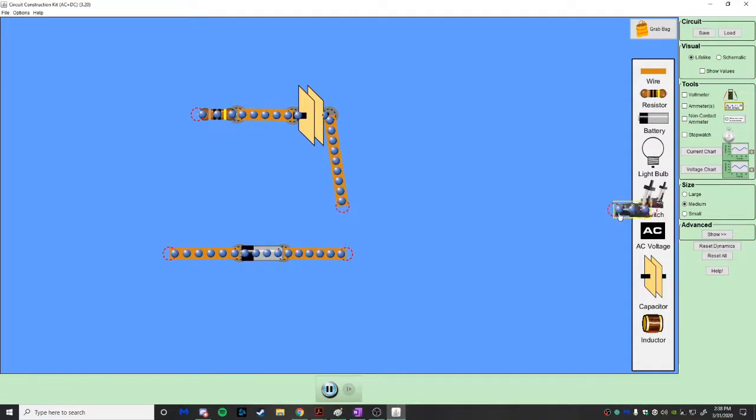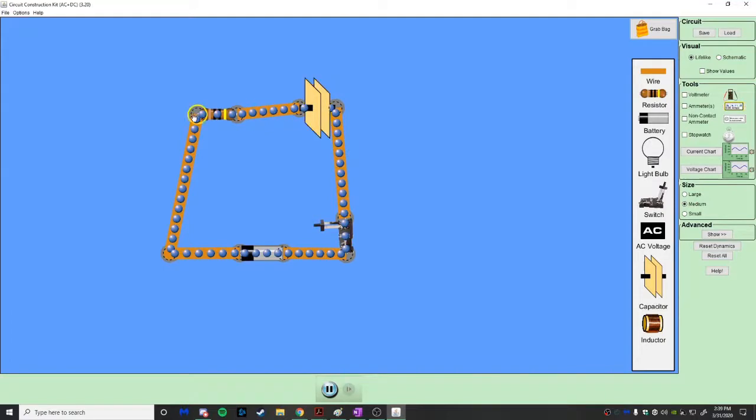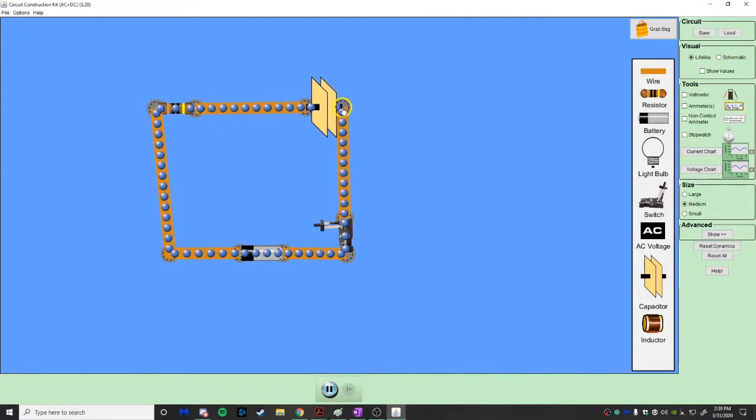And then we'll throw a switch in the system. The switch is open now, but we can close it. So there's our system. How come it stopped showing values? Okay.